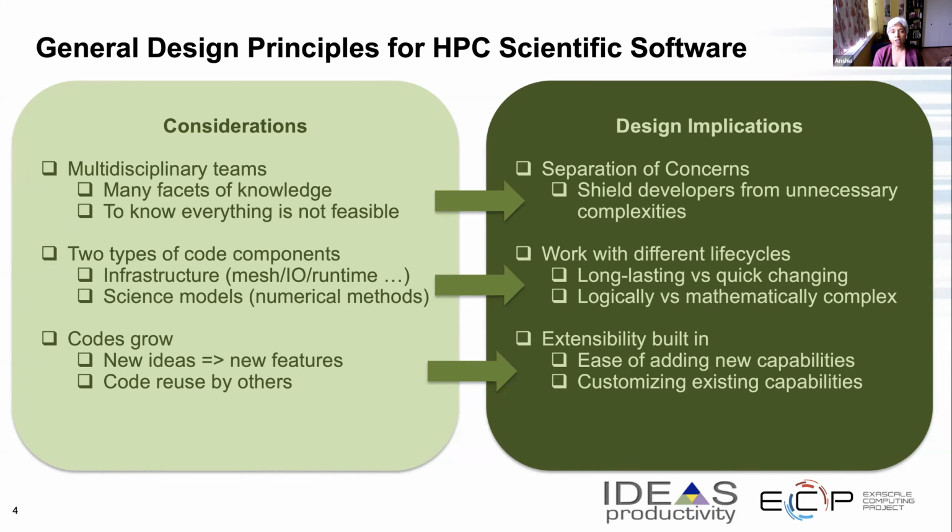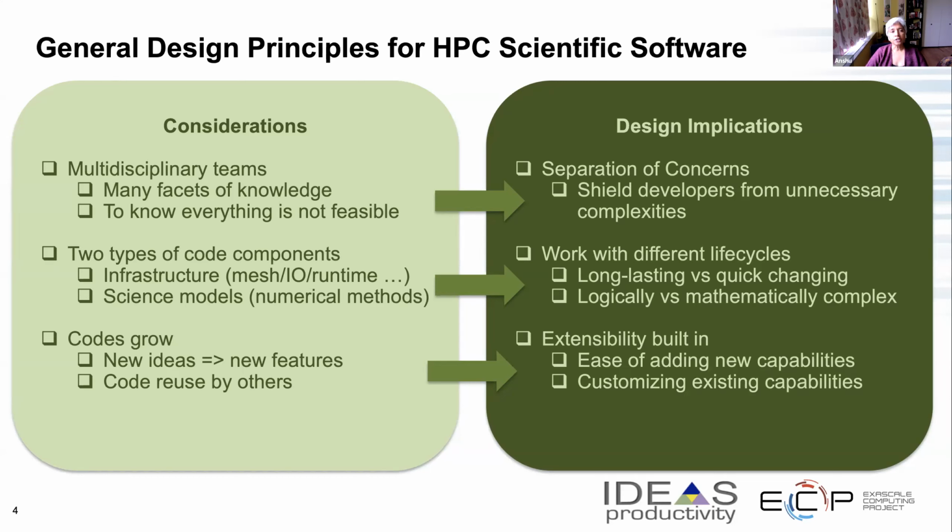And so these two components ought really to be working with different life cycles. One should be a long-lasting life cycle versus a quick-changing life cycle, because what is also true about these two different types of components is that the infrastructure is logically complex but mathematically simple, whereas science models tend to be logically relatively less complex but mathematically very complex.